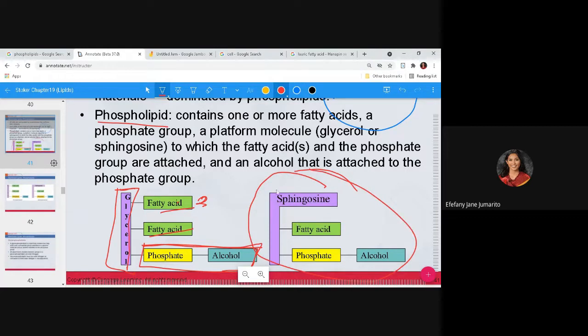You read this one. Sphingosine. Yes, that is a sphingosine.